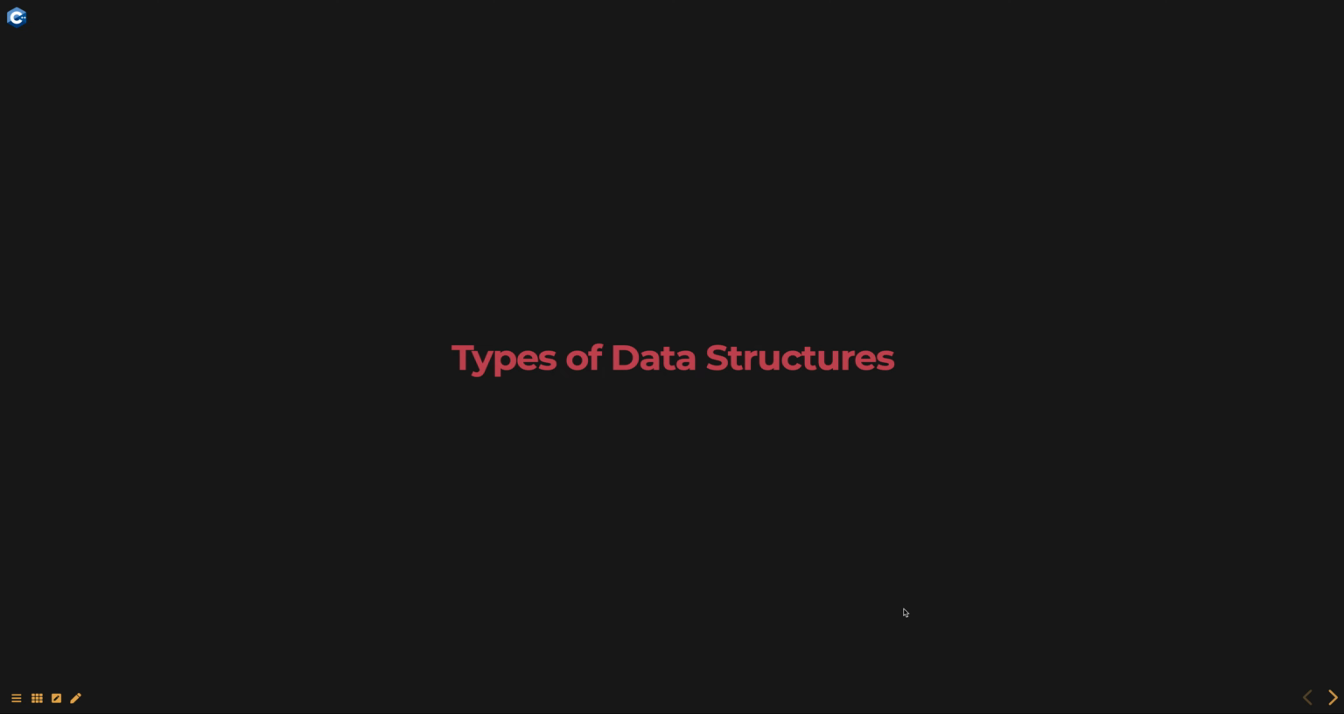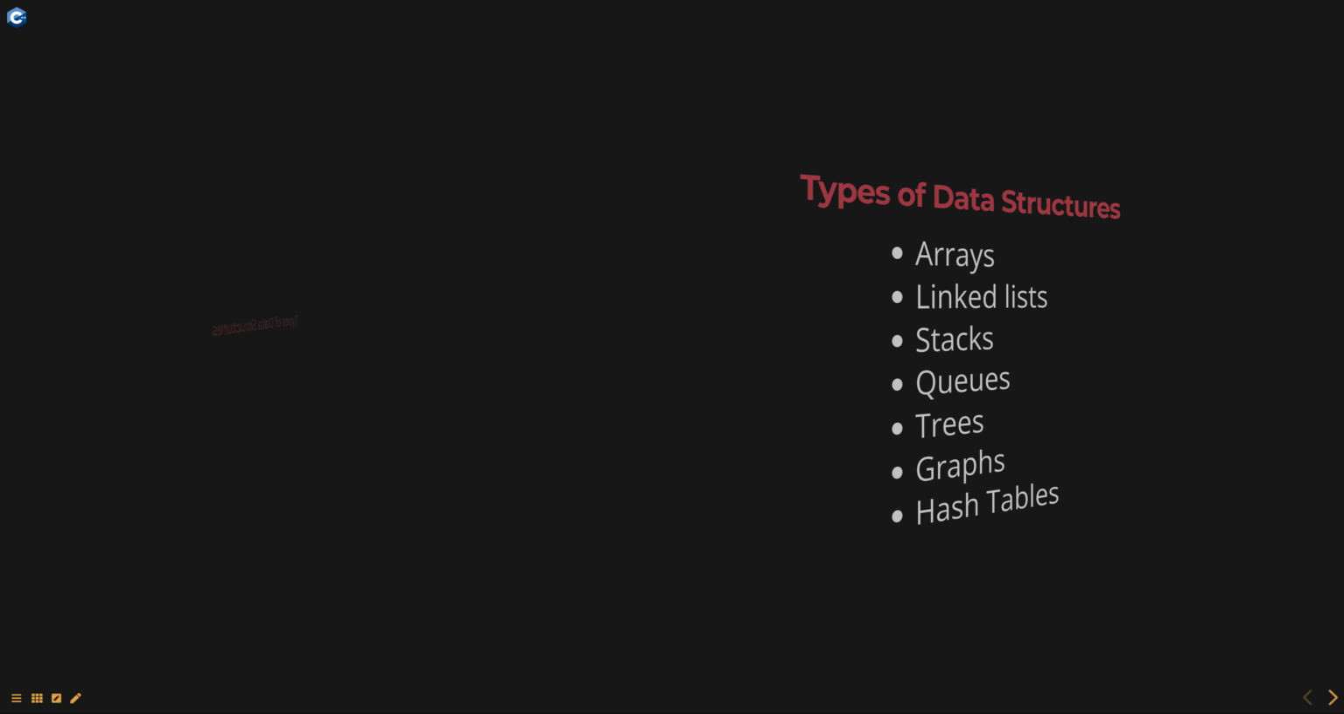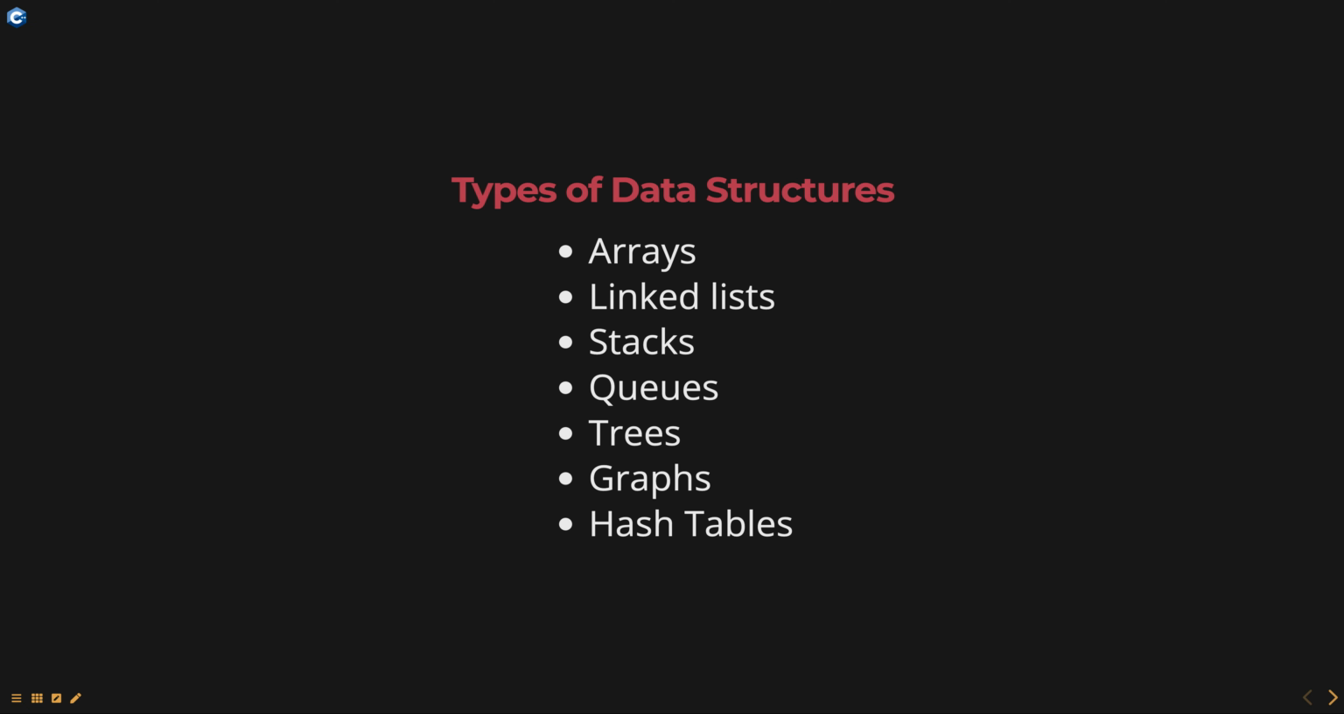Hello everyone. Today we are going to talk about types of data structures, part of the data structures using C++ course. There are several types of data structures, including arrays. An array is a collection of elements, each identified by an index or a subscript. Elements can be accessed randomly, making arrays useful for fixed size collections.